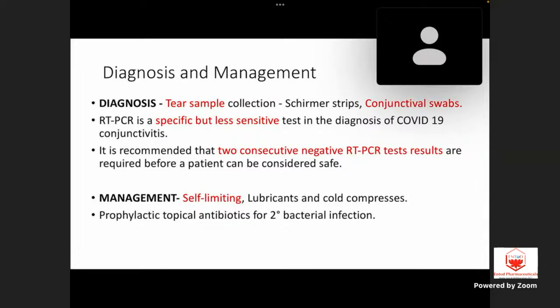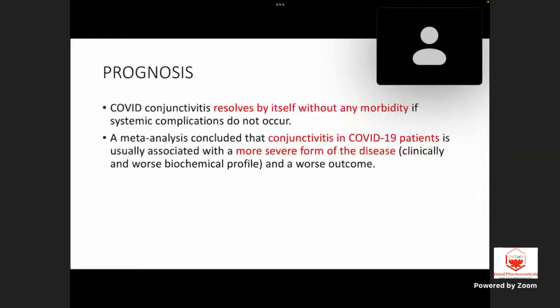For the management of COVID-19 conjunctivitis, like any other viral disease, it is self-limiting, but we can prescribe patients lubricants such as carboxymethyl cellulose eye drops, and we can also tell him to have cold compresses. We can also give prophylactic topical antibiotics for secondary bacterial infection. In some case reports, it was suggested that the use of ganciclovir and acyclovir was followed by the improvement of the symptoms in COVID-19 conjunctivitis, but it isn't in general required.